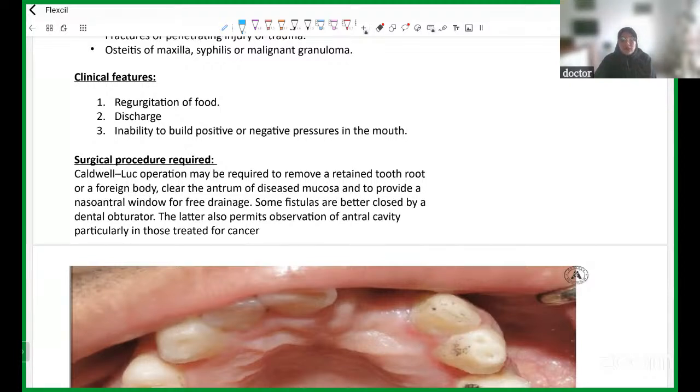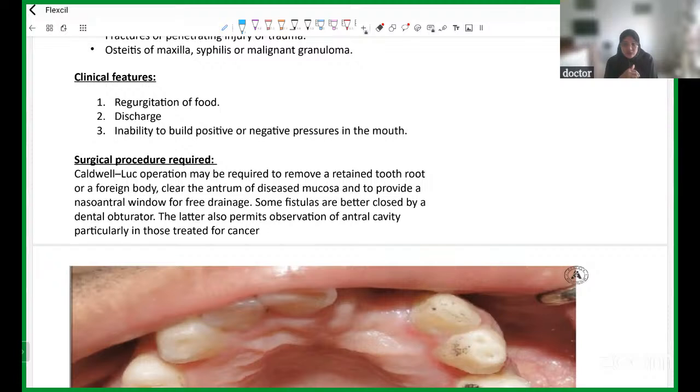Diagnosis is usually done by a probe, which you pass from the fistula opening into the oral cavity and you see where it ends. Okay, no CT scan, no X-ray. You just take a probe, you put it in the fistula and you see where it is ending. Is it coming out or not?